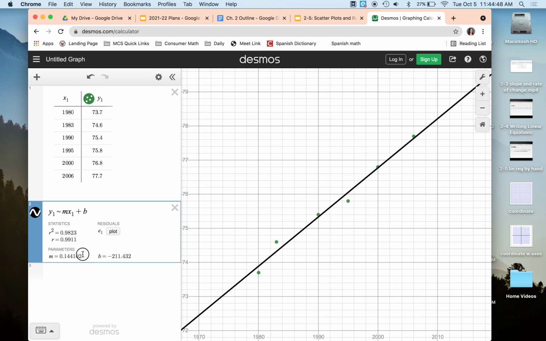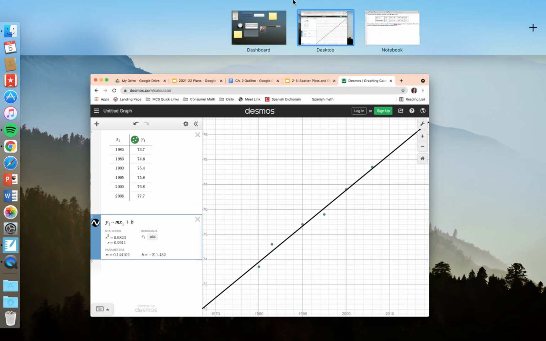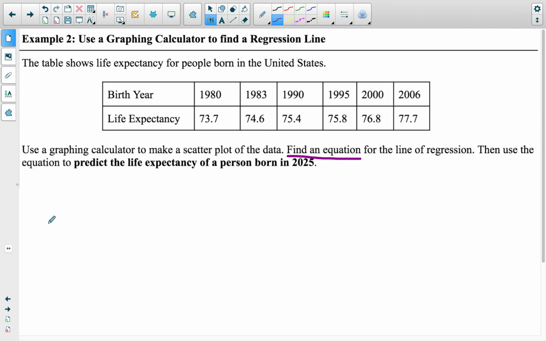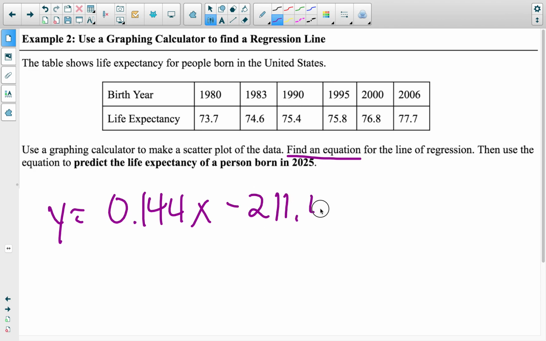Okay, and so what we care about to get our regression equation are these parameters. So we see, okay, m, which is our slope, is approximately 0.144, and then b, which is our y-intercept, is approximately negative 211.432. So we're going to use that information to write our equation in slope-intercept form. So the prediction equation would be y equals, if you give me 3 decimal places, that'll usually make me happy, 0.144x minus 211.432.